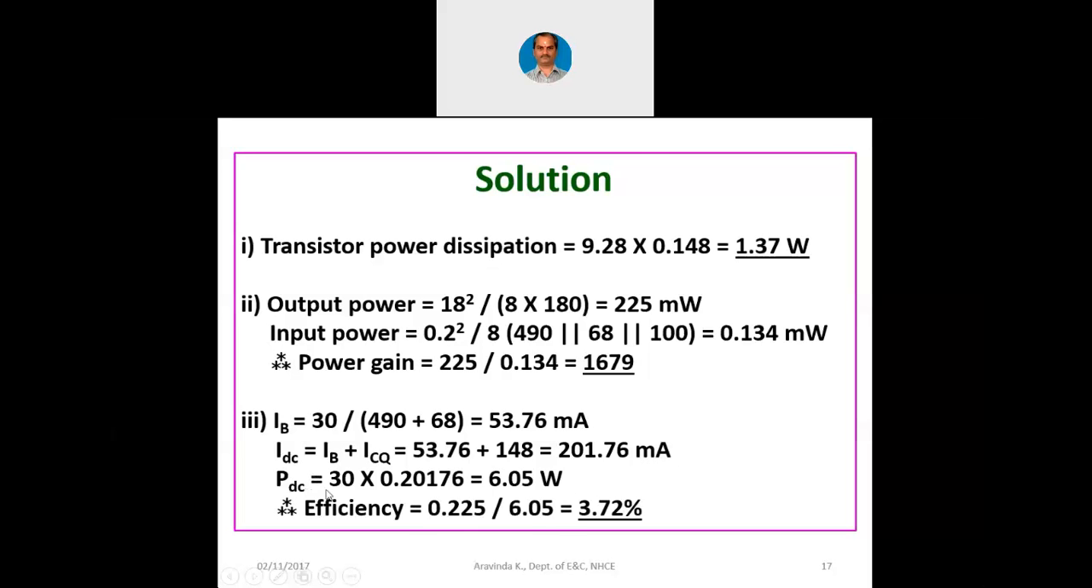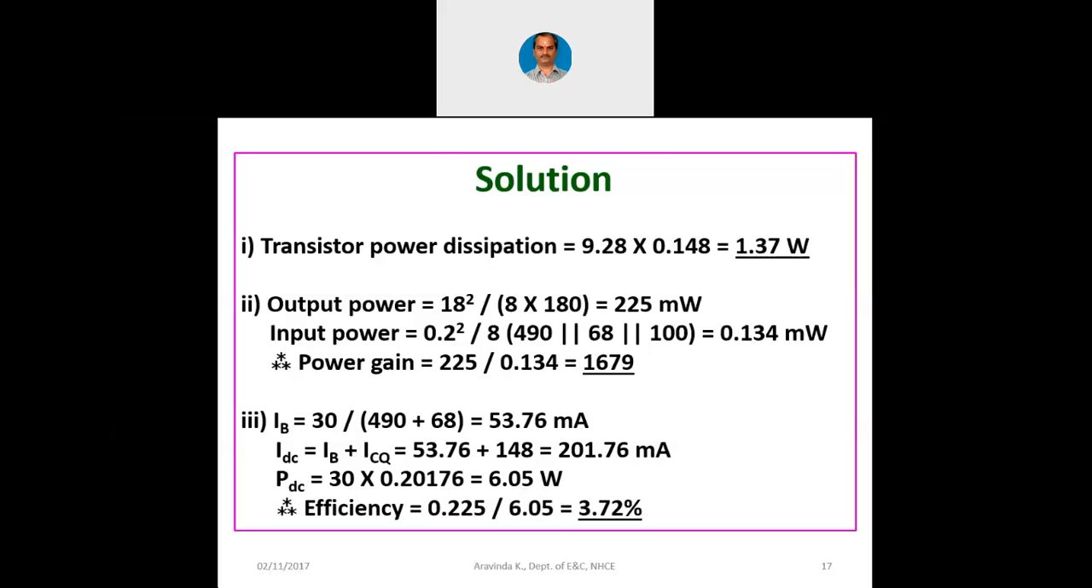Output power we already know, 225 milliwatt. So you can see efficiency is 225 milliwatt divided by 6.05 watts. Total DC power by the circuit is 6.05 watts. AC power here is 225 milliwatts. 225 milliwatts is 0.225 watts. And the DC power is 6.05 watts. So the efficiency is only 3.72%.